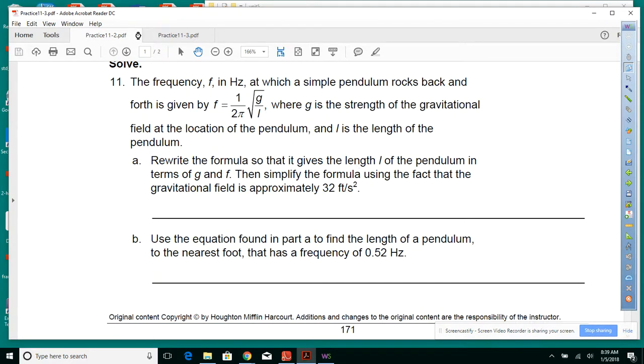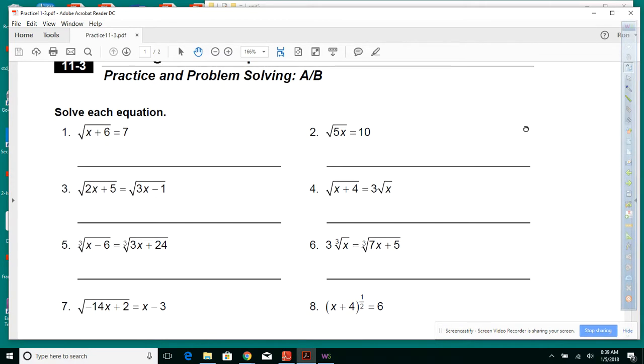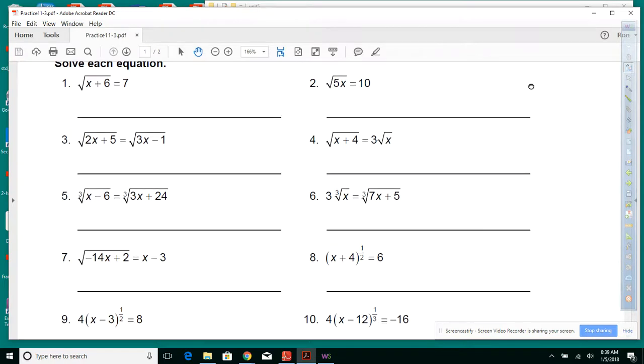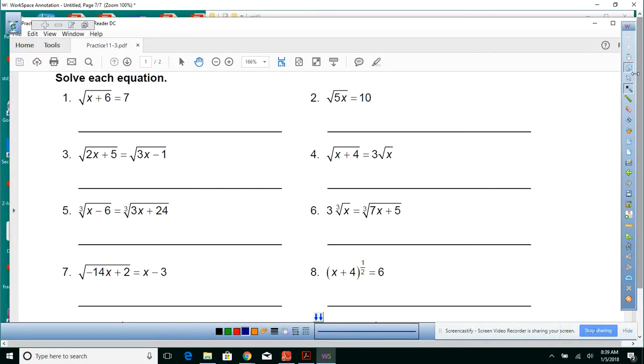Now it's on to number 3, solving radical equations. Practice and problem solving. So what do we got here? Solve each equation. How do I get rid of the radical? Does anybody remember? Let's try squaring both sides.